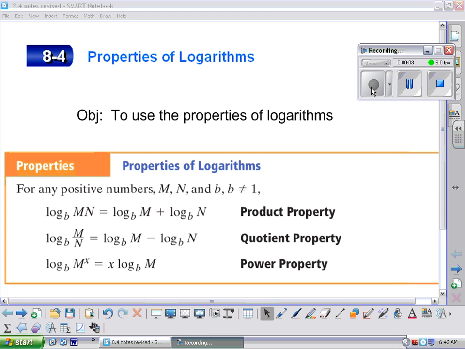How's everybody doing today? We are in logarithms, and before I get into the uses of properties of logarithms, which is what we're going to be doing in our lecture here, we need to think about why we are doing this. The main reason is because we've already stated what logarithms are: they're inverses of exponents.